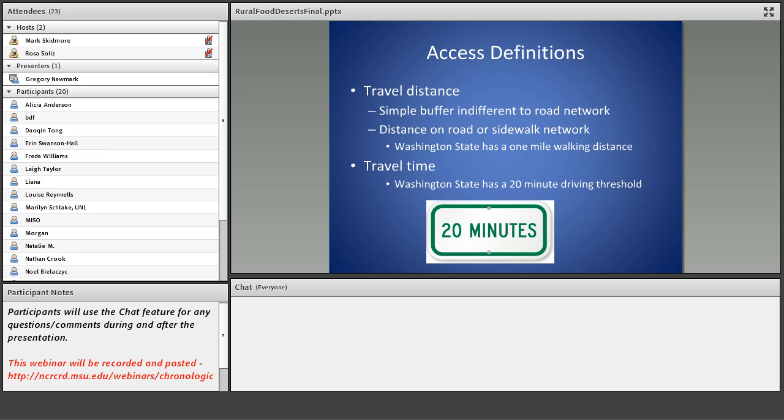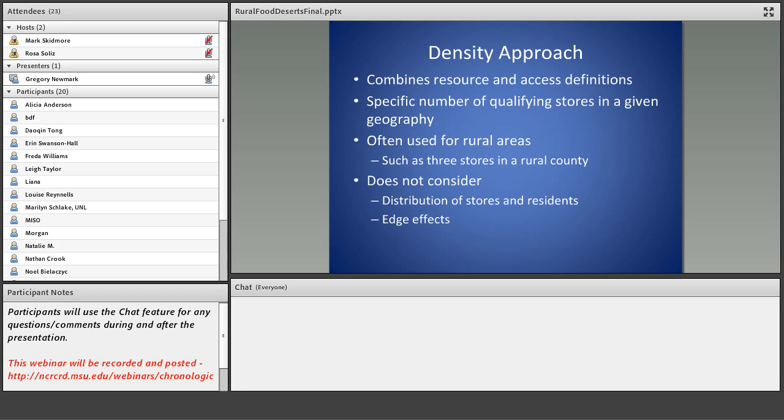So there's a 20-minute driving threshold. And since we assume that people walk at 3 miles per hour, 1 mile walking distance is the same as a 20-minute driving threshold. So now there is an approach that's been used that tries to combine both the resource definition and the access definition, and this is actually quite common for rural areas.